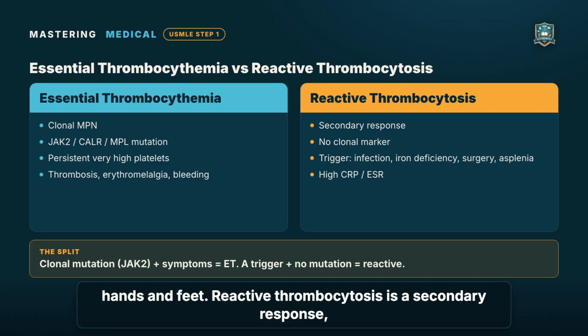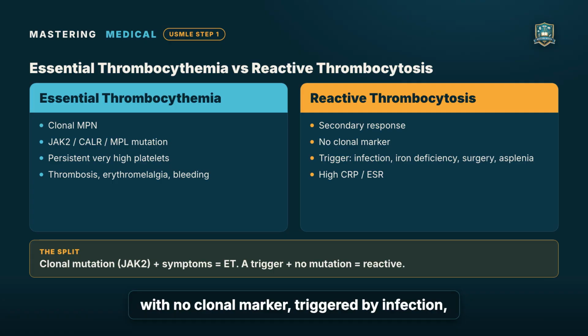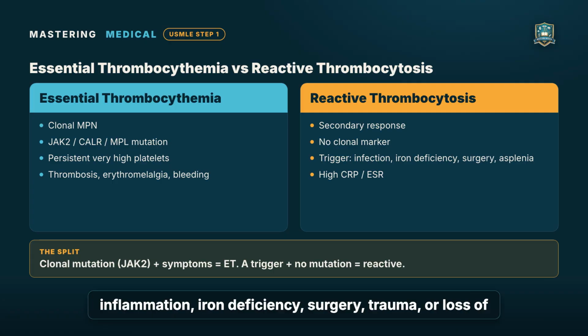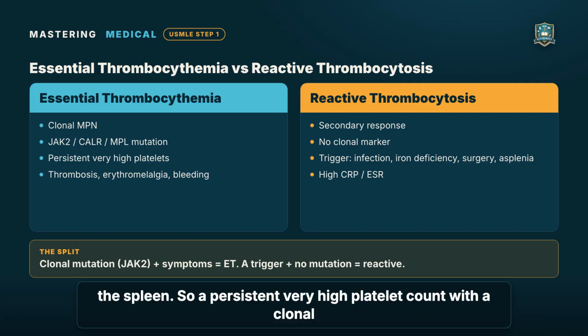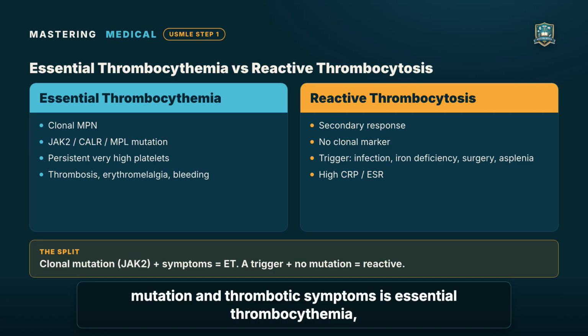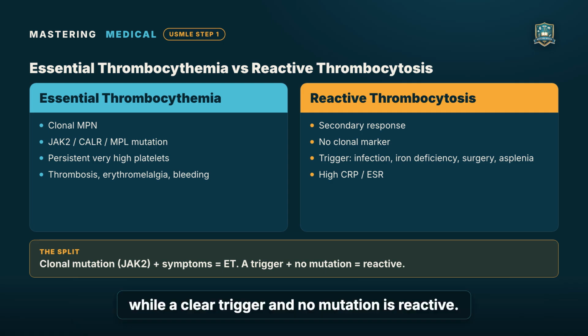Reactive thrombocytosis is a secondary response with no clonal marker, triggered by infection, inflammation, iron deficiency, surgery, trauma, or loss of the spleen. So a persistent, very high platelet count with a clonal mutation and thrombotic symptoms is essential thrombocythemia, while a clear trigger and no mutation is reactive.